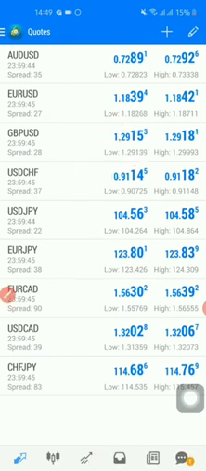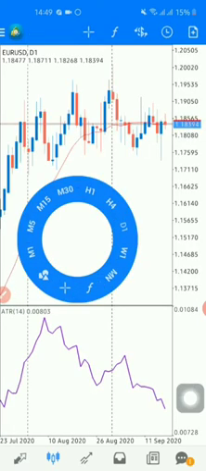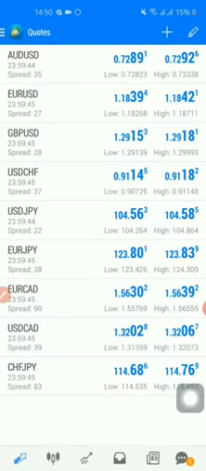Now let's look at the chart for Euro USD. Look at the chart. Okay, pay attention. And then look at the H4 chart also. Pay attention. Now let's look at Euro JPY.